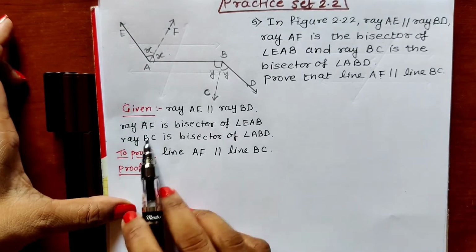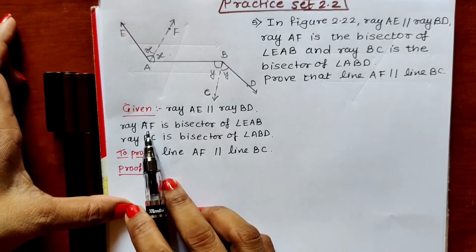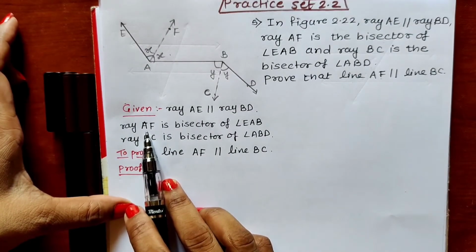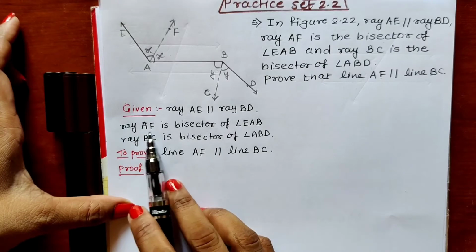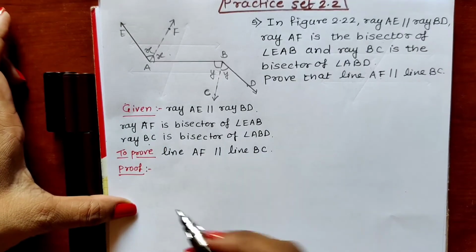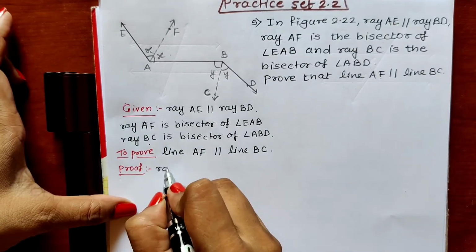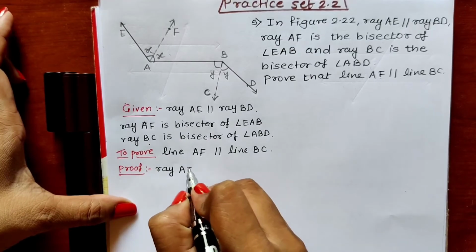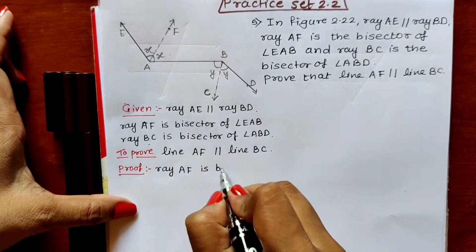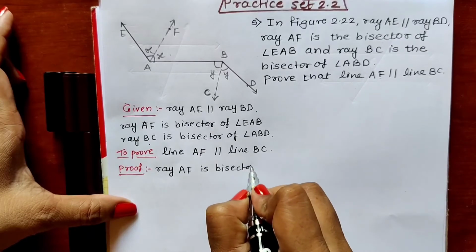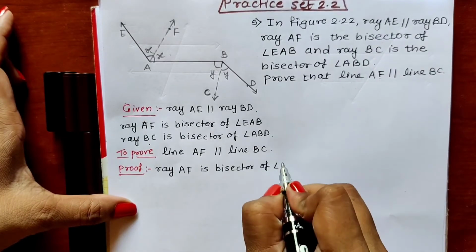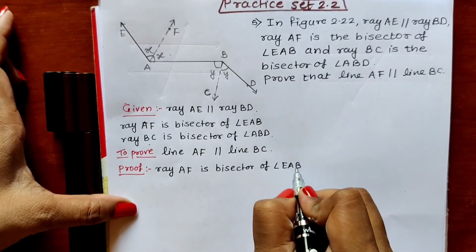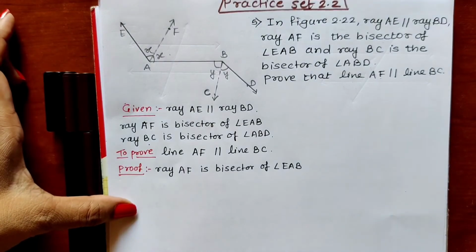First we will be using the property of angle bisector. Ray AF is bisector of angle EAB. So I will be drawing this angle again.